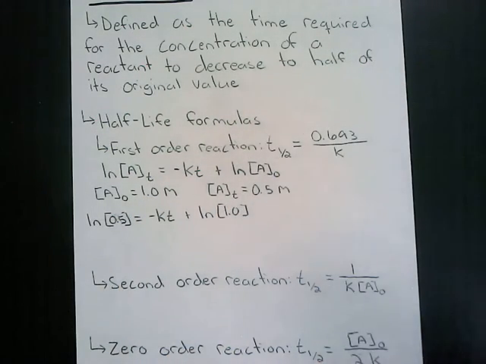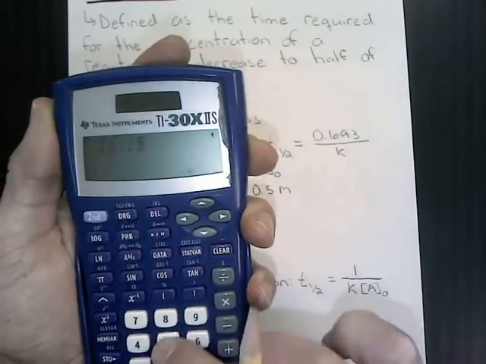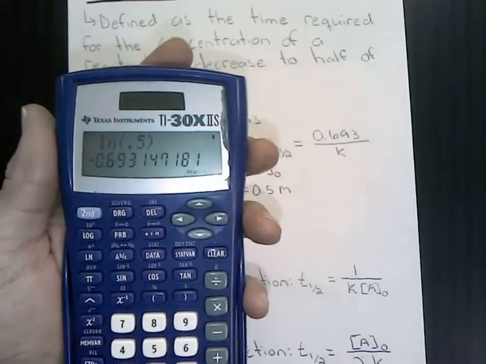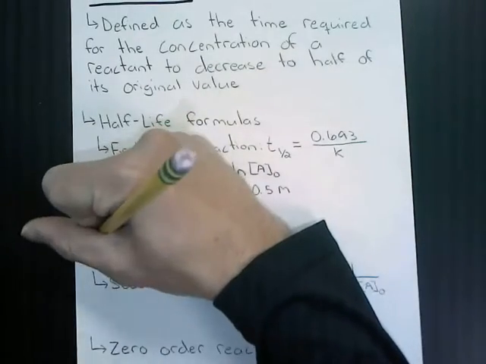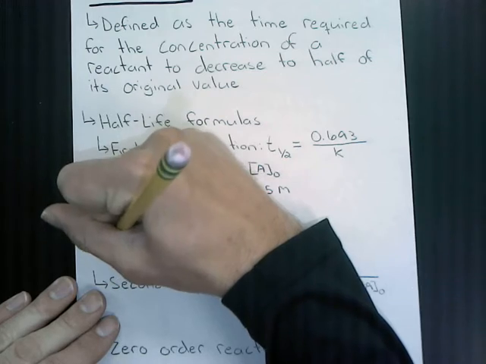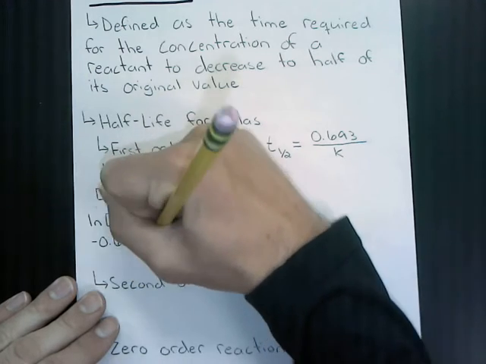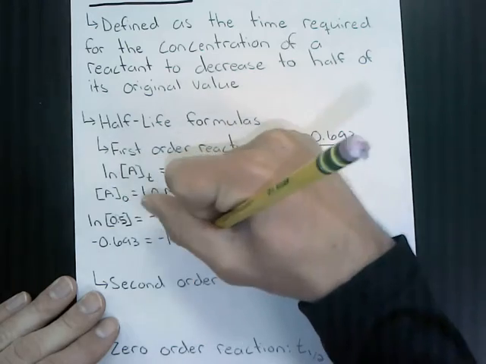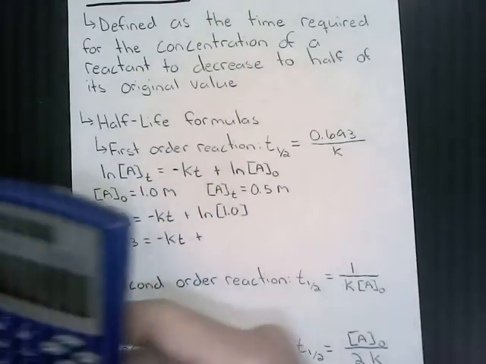Okay? So in my calculator, I'm going to put the natural log of 0.5. So natural log 0.5, press enter, and I get negative 0.693. So I'm going to write that down. Negative 0.693 equals negative KT plus the natural log of 1.